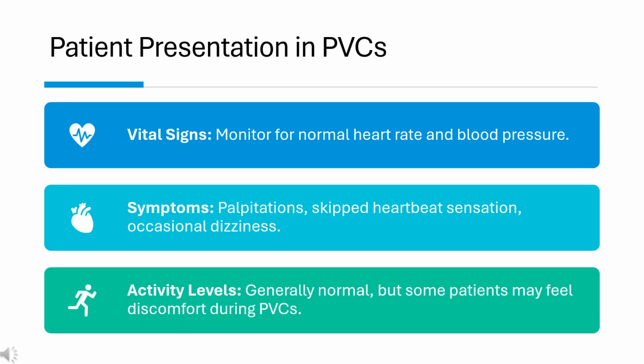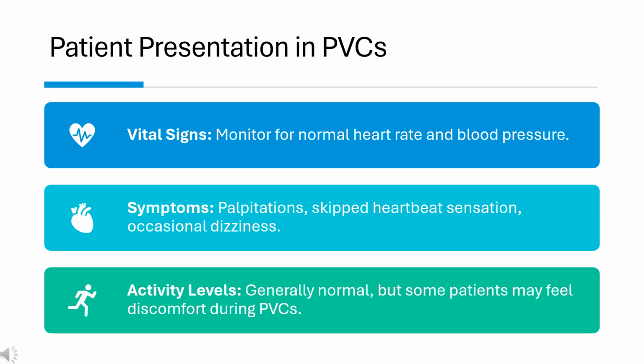Let's look more closely at the patient presentation in PVCs. When assessing a patient with PVCs, it's crucial to monitor their heart rate and blood pressure regularly. Although PVCs often occur in otherwise healthy individuals and may not significantly impact vital signs, they can occasionally indicate underlying cardiac issues. Continuous monitoring helps detect any abnormal changes that could suggest a more serious condition. Regular checks ensure the patient remains hemodynamically stable.